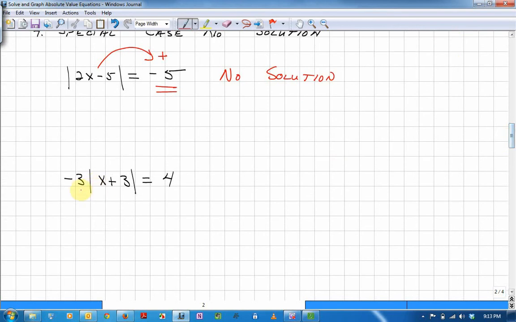Let's take a look at this one. Now this one looks like it's okay because we have an absolute value equal to 4. But my first step is going to be to isolate this absolute value portion. So I'm going to divide this whole thing by negative 3, and I'm going to divide the other side by negative 3. That'll give me the absolute value of x plus 3 is equal to negative 4/3. Well, now that I have the absolute value isolated, that means that whatever comes out of there has to be equal to negative 4/3. It can't be a negative number coming out. So once again, this is going to be a no solution type of problem.